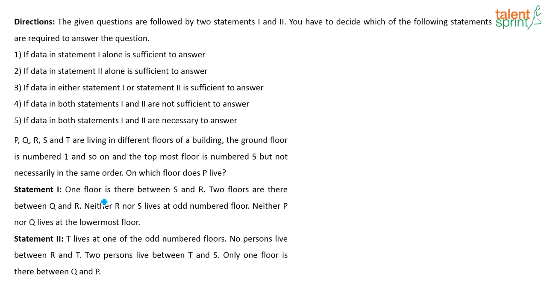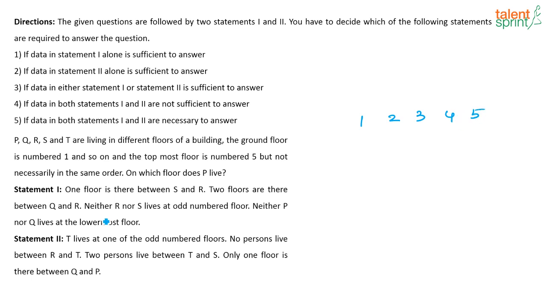Now, what does the first statement say? One floor is there between S and R. 2 floors are there between Q and R. Neither R nor S live at an odd numbered floor. Neither P nor Q lives in the lowermost floor. So how many floors are there? 1, 2, 3, 4, 5 floors are there.